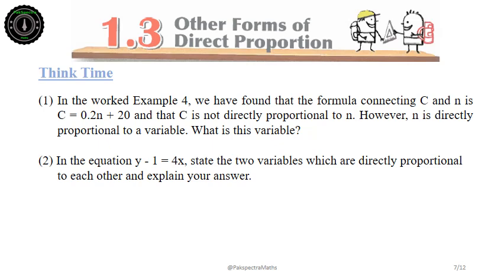So we can say that if we declare y minus 1 as a new variable, for example z, so capital Z is equal to 4x, and we take the ratio of z and x equal to 4, then z and x have a direct proportionality. So there is a variable that can have direct proportionality with x, but we have to change y minus 1 to that variable, which is z.